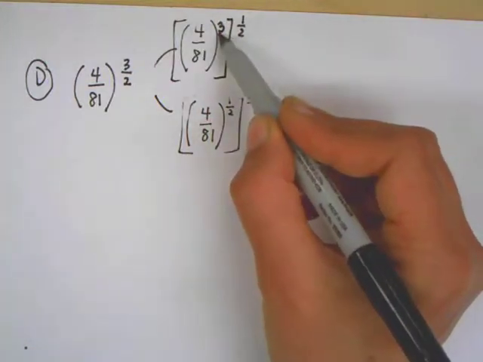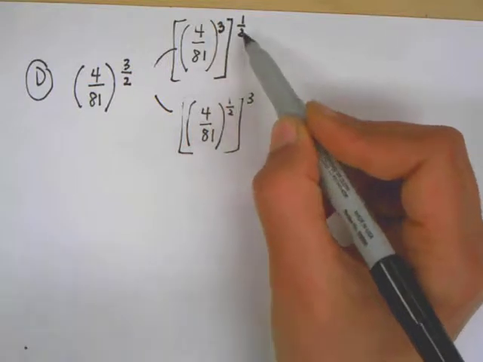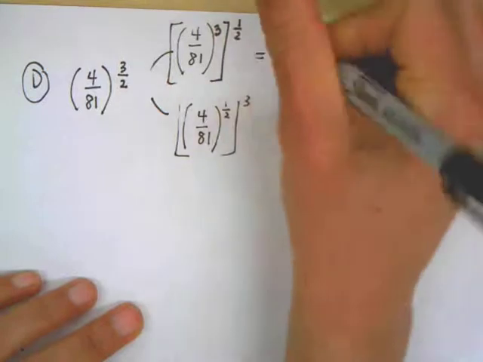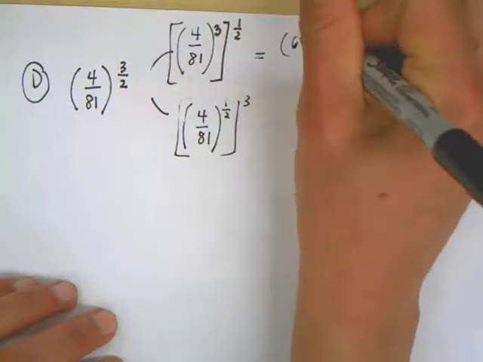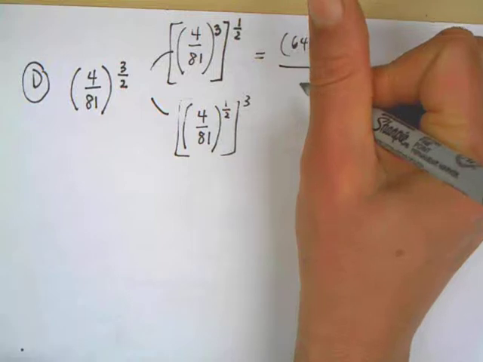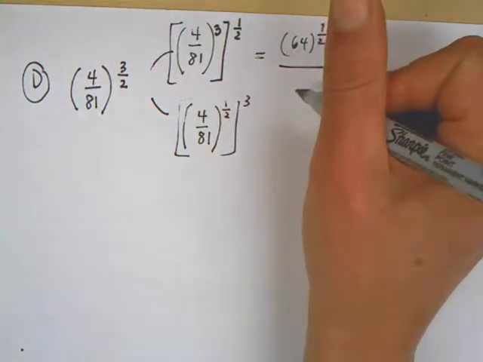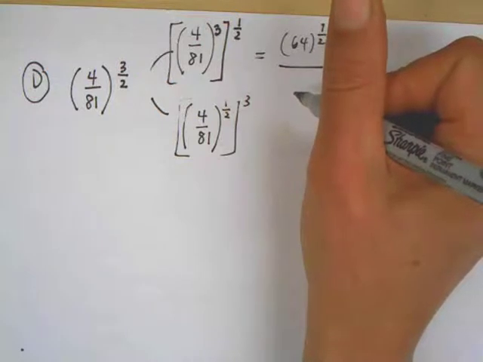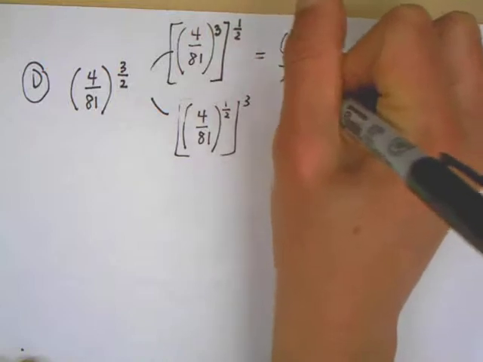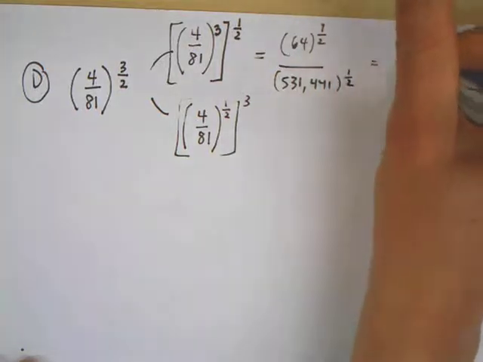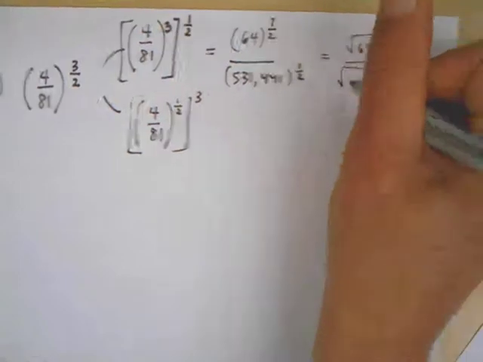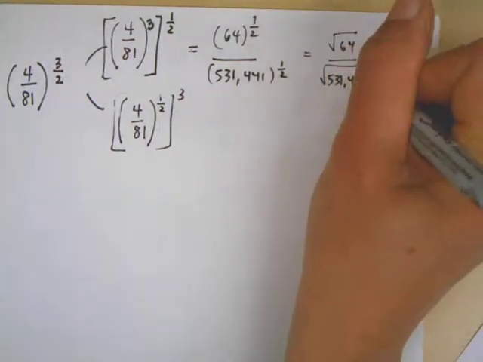Now, one way you could do this is you could go 4 to the 3rd power, 4 times 4, 16 times 4, 64, and then take the square root of that. And then I'm going to do the same thing, 81 times 81, and this is where you would probably want to get a calculator out. 81 times 81 is 6,561 times 81 again. Yikes. Really super big number. And this is also going to be square rooted. So I could have written this also as the square root of 64 and the square root of that ridiculously large number.